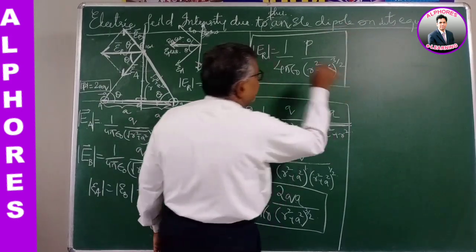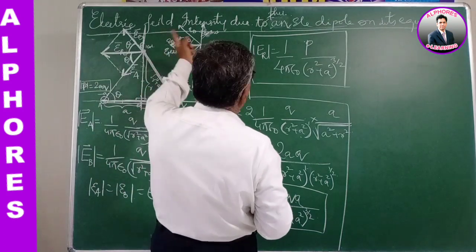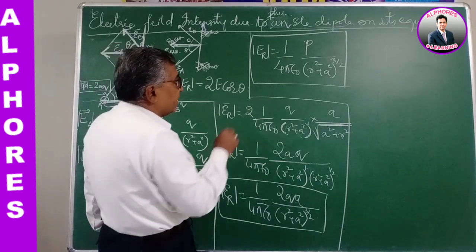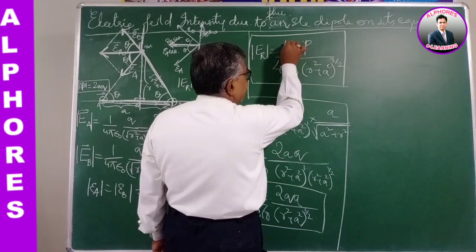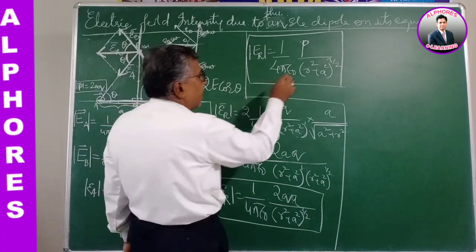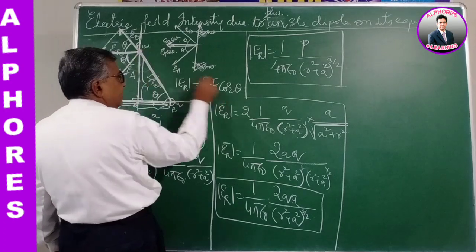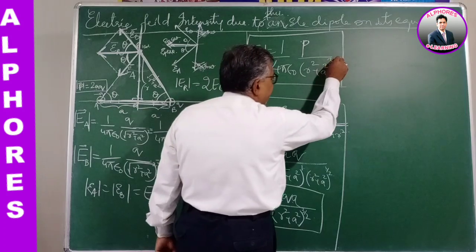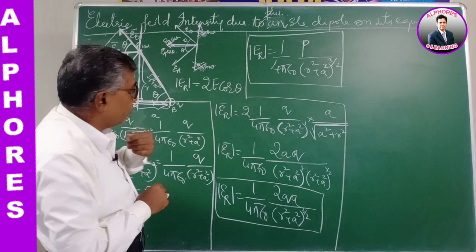This is the magnitude of the resultant electric field intensity due to an electric dipole at any point on the equatorial line. The magnitude is 1 by 4 pi epsilon naught, this is Coulomb's constant, and P, the dipole moment of this dipole, by (R square plus A square) whole power 3 by 2. R is the distance of the point, A is half of the distance between the two charges. So this is the magnitude.